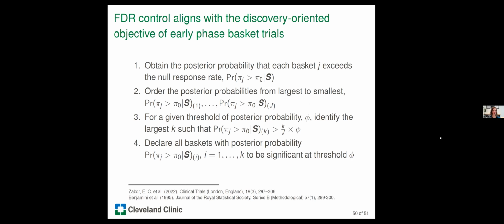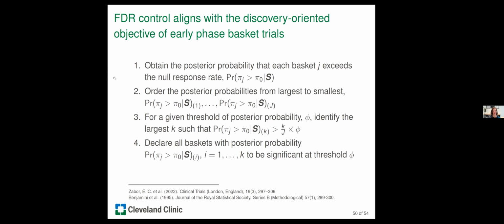So my proposal here was to incorporate false discovery rate control with the multi-source exchangeability model. And I was interested in false discovery rate control since it aligns with the discovery-oriented objective of early phase basket trials, where we really do want to identify cancer types where the treatment is promising to carry on to further study and are willing to accept maybe a higher family-wise error rate as a trade-off.